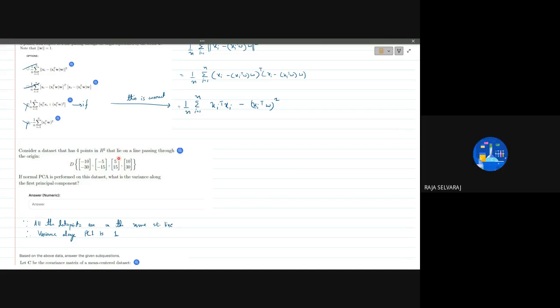Yes, the projected points will be the same data points. So after the first round, the error will be zero. The W vector, W1, will capture all the variance you have. Is that clear?